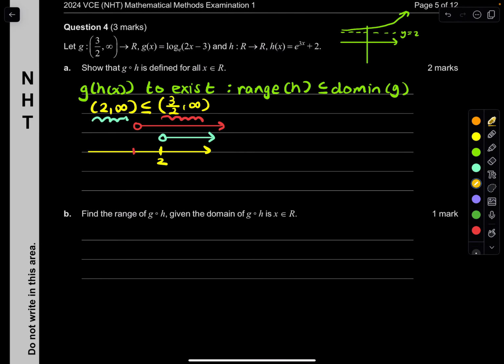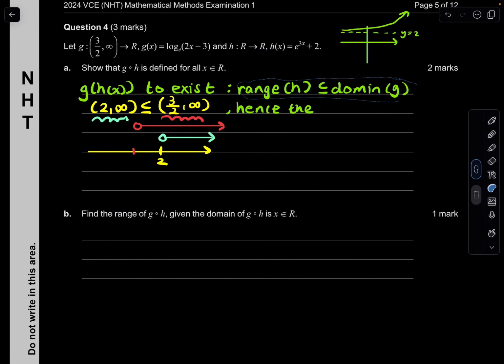We're saying, does 2 to infinity, so does the blue graph fit? Does it fit in the red graph? Yes, it does. You can see that it actually does. So it does exist. So basically it does. So we can say hence the range exists. Basically just rewrite the thing. The range exists.